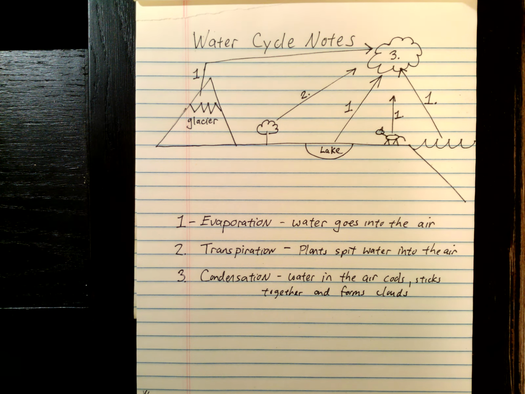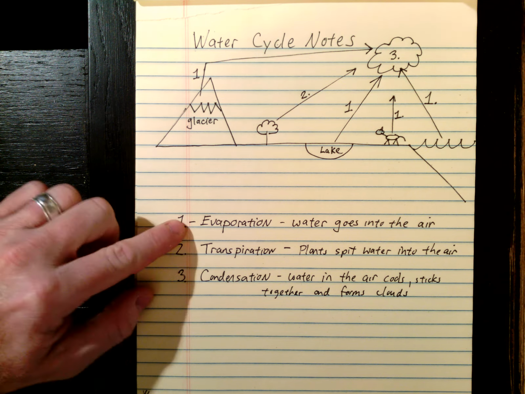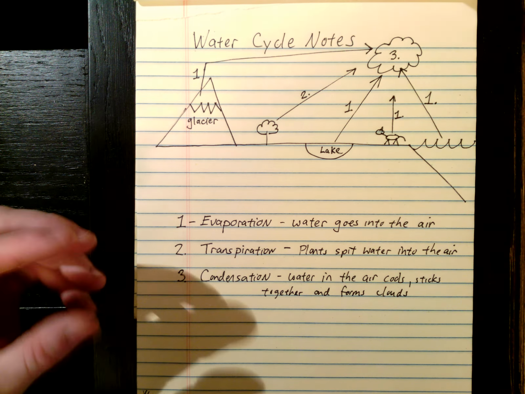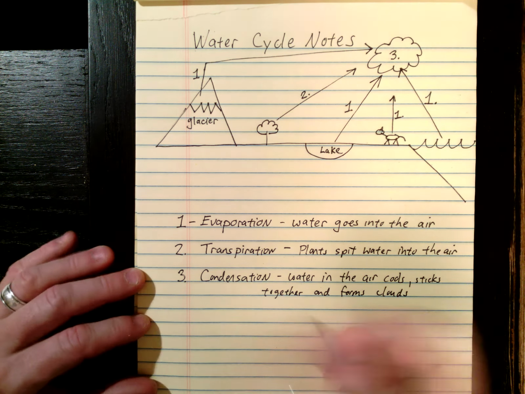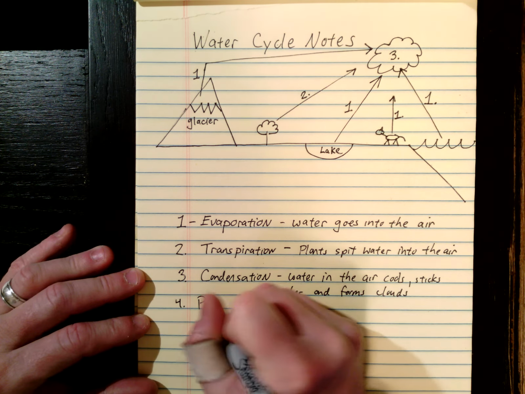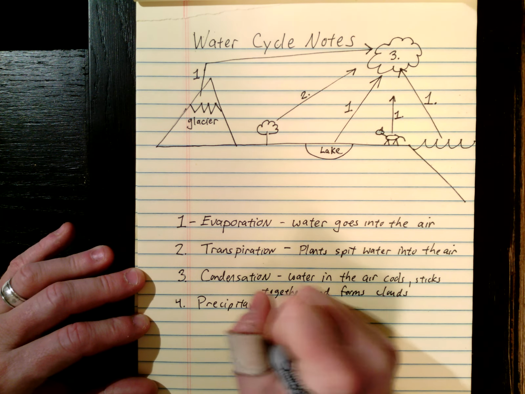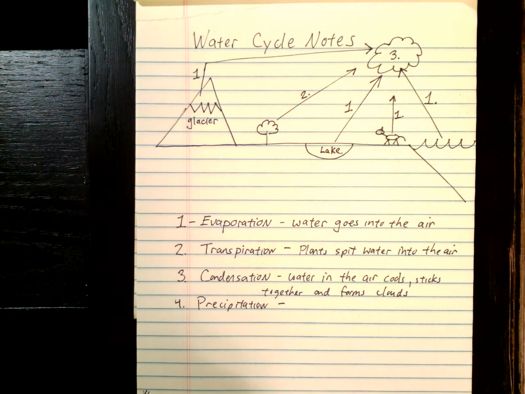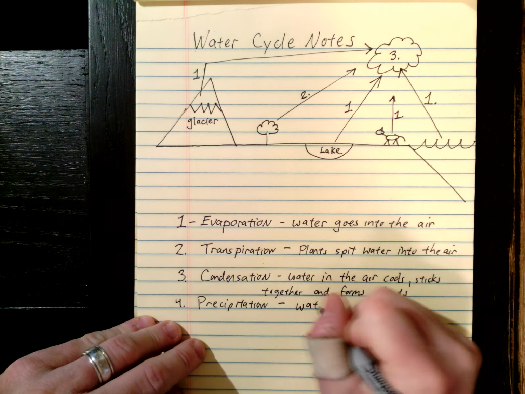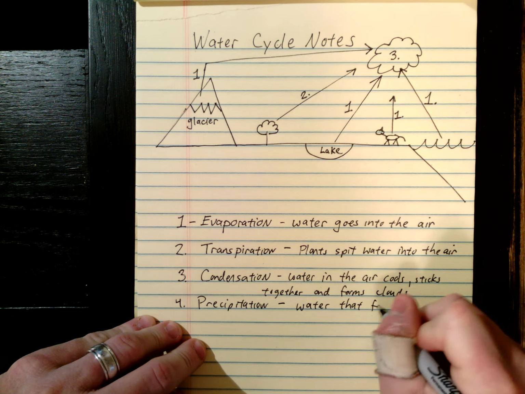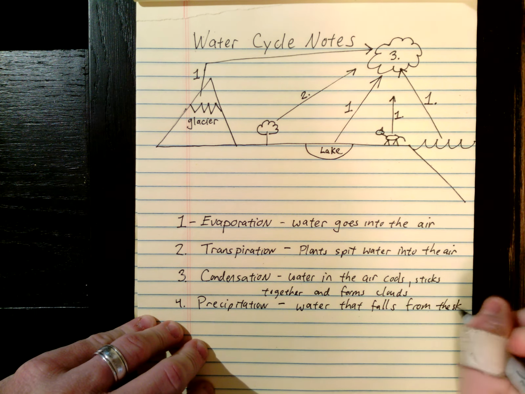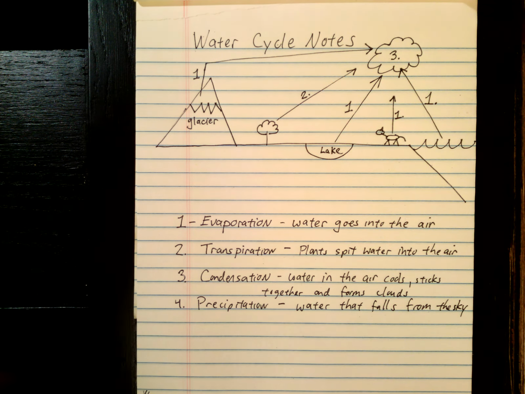Okay, so this is all stuff that we talked about fall semester. Still, evaporation, transpiration, condensation. But there's a name for the water that comes out of the sky. That we know is precipitation. Precipitation is any water that falls from the sky. And that can be rain, sleet, snow, hail. It can be a lot of different things.